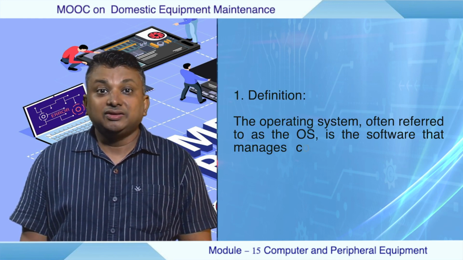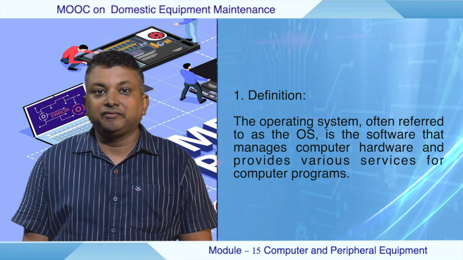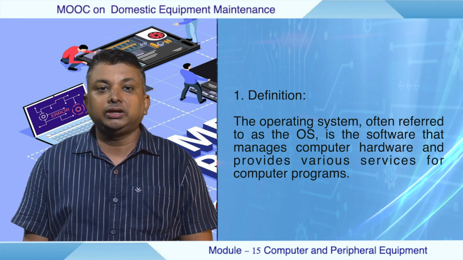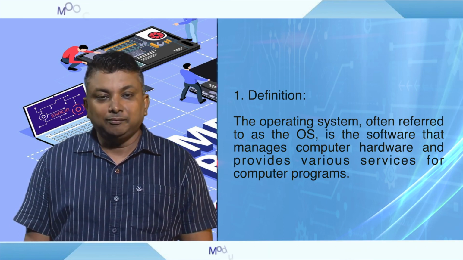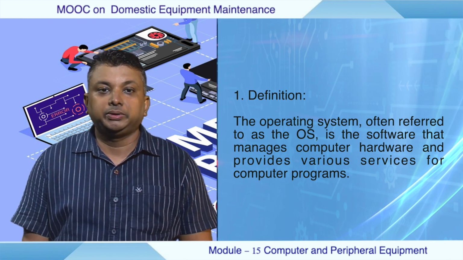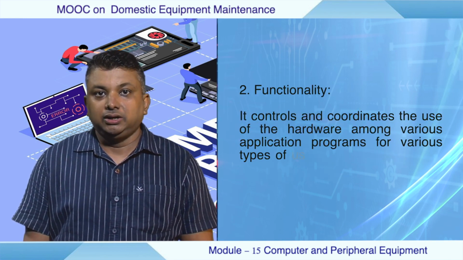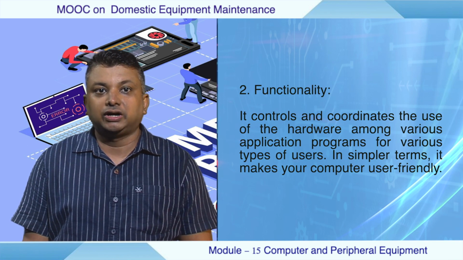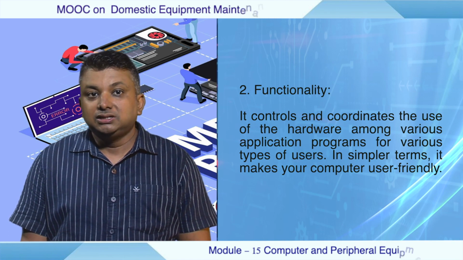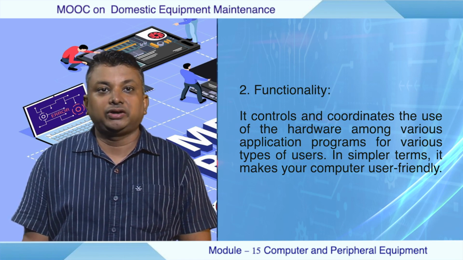The first is definition. The operating system, often referred to as the OS, is a software that manages computer hardware and provides various services for computer programs. Functionality. It controls and coordinates the use of hardware among various application programs for various types of users. In simpler terms, it makes your computer user-friendly.